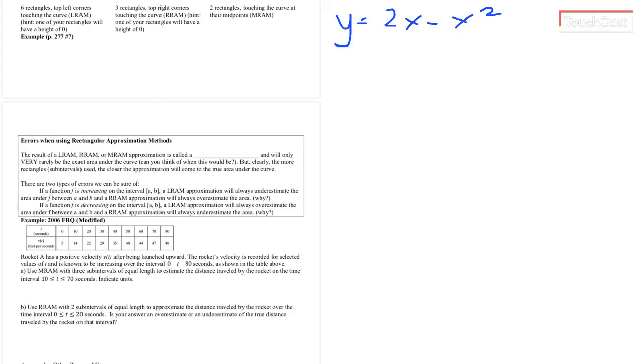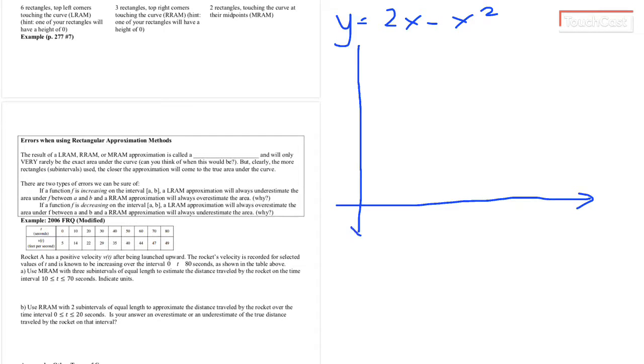This question we've been told is going to refer to the region R, which is enclosed by y equals 2x minus x squared and the x-axis between x equals 0 and x equals 2. So part A is to make a sketch.